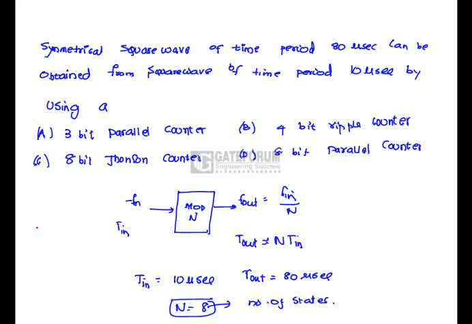So if we take option A, that is a 3-bit parallel counter, 3 bits means 8 states are possible. In case of B, 16 states are possible. In case of C, 16 states are possible, and in case of D, 2 power 8, 256 states are possible. So option A is the only option correct.